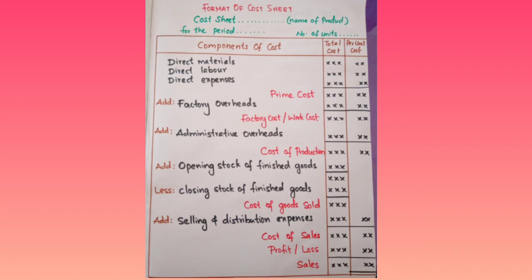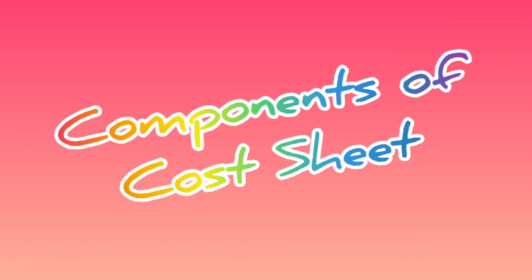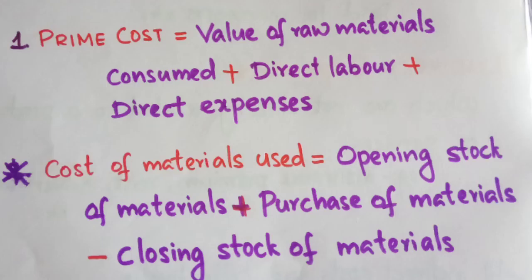The main components of a cost sheet are prime cost, factory cost or work cost, cost of production, cost of goods sold, cost of sales and other things. Next, we can look at what the components of a cost sheet are, and it can be easily understood from the equations. First one, prime cost. It is the total cost of direct materials, direct labor and direct expenses. It's also known as basic cost.